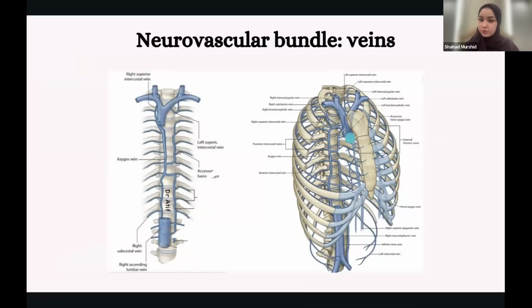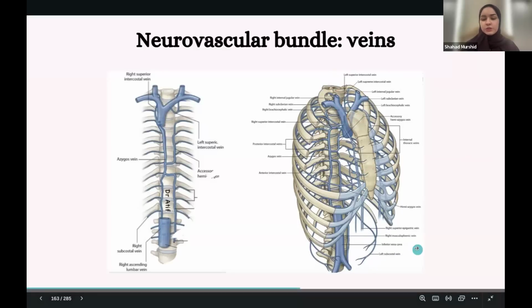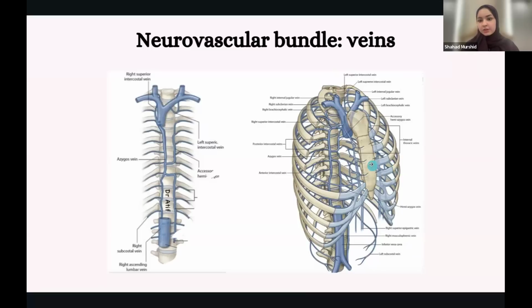So these are the veins going anteriorly, and then they drain into the internal jugular and left subclavian, and then into the right and left brachiocephalic, and then to the SVC. Again, I don't think these are going to point to something very specific and let you identify it. But you can tell that since these are anterior, they should be the internal thoracic veins.